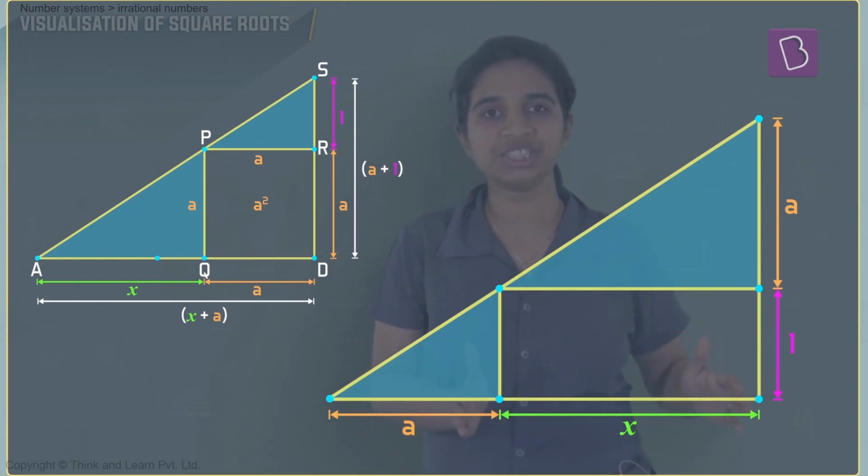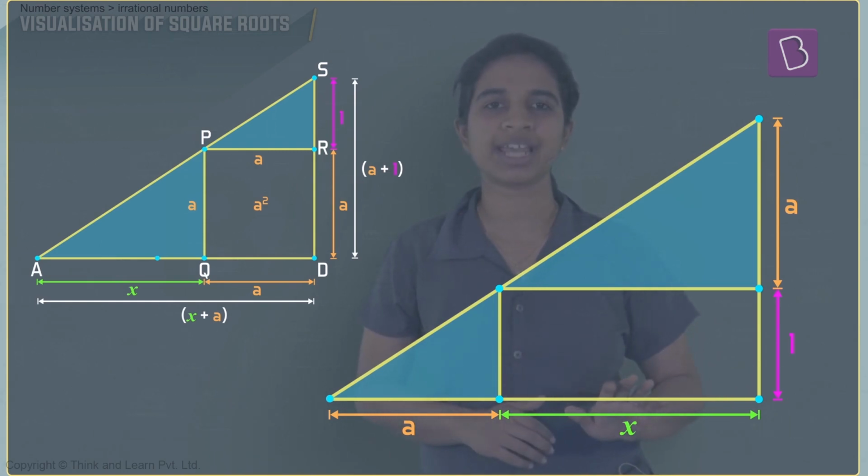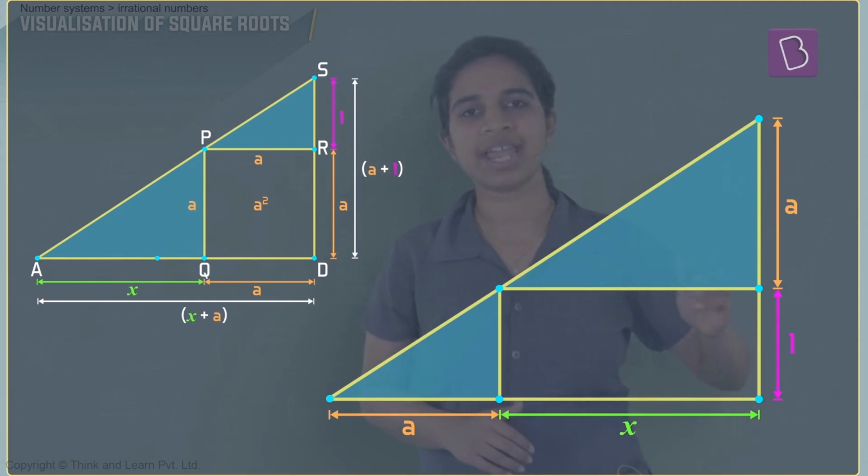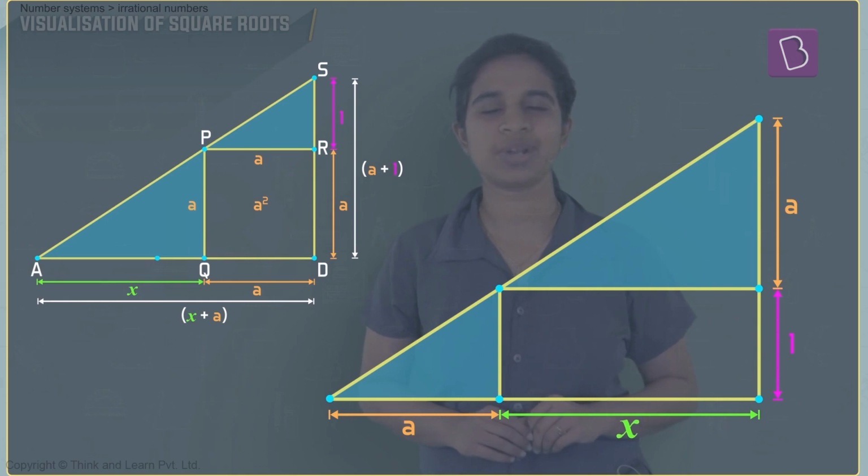Now look at what is the unshaded region you're left with. It's nothing but a rectangle, correct? It's a rectangle which has a length x and a breadth 1. What will be the area of this rectangle? X into 1, which is nothing but x.